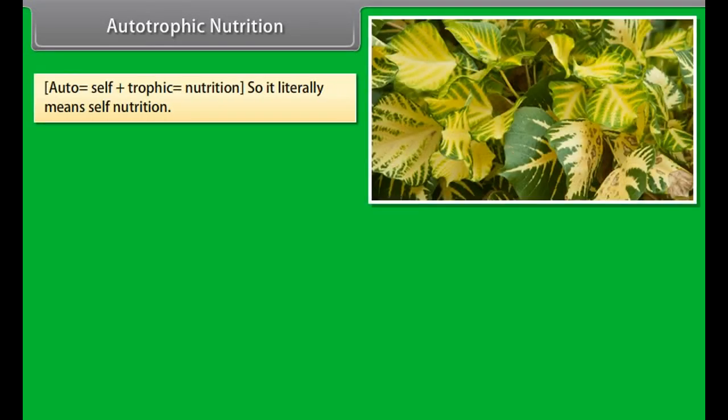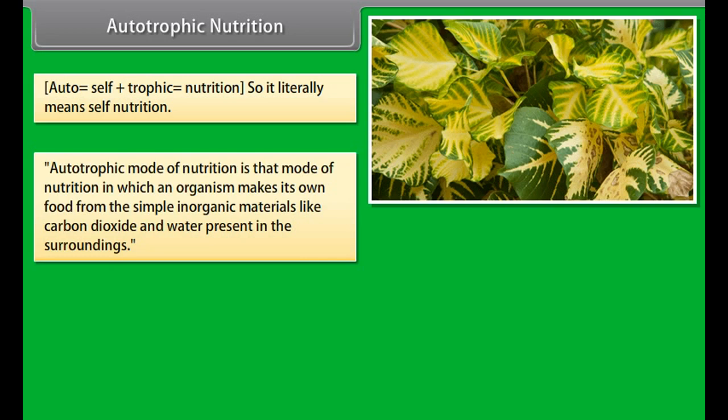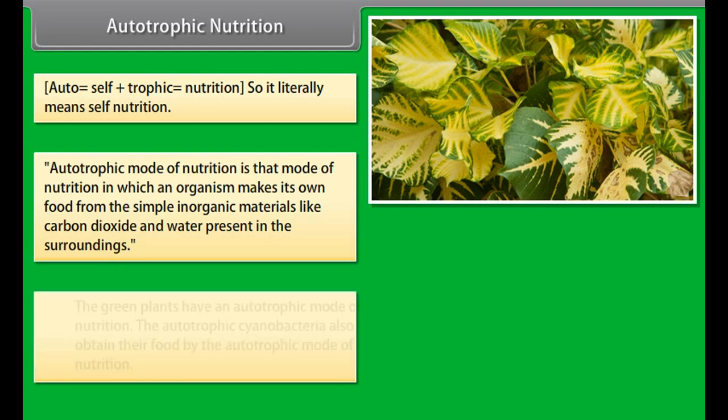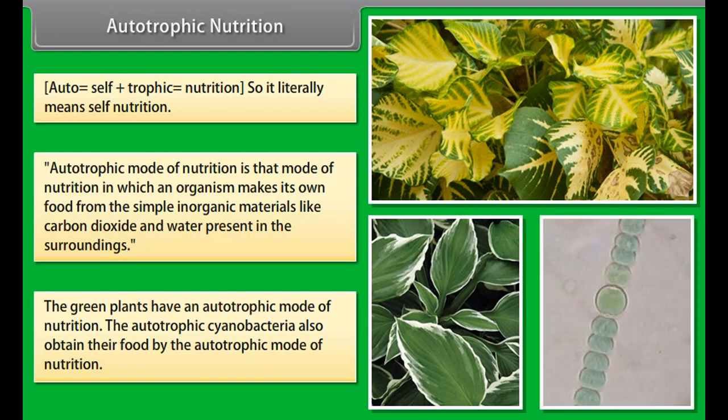Autotrophic nutrition. Auto means self and trophic means nutrition, so it literally means self-nutrition. Autotrophic mode of nutrition is that mode in which an organism makes its own food from simple inorganic materials like carbon dioxide and water present in the surroundings. The green plants have an autotrophic mode of nutrition. The autotrophic cyanobacteria also obtain their food by the autotrophic mode of nutrition.